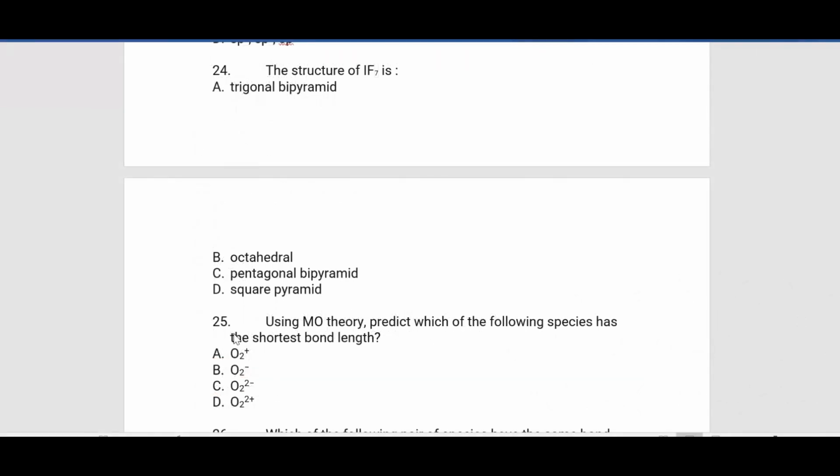So the next question is the structure of IF7. When you see the molecule formula itself, IF7 means how many terminal atoms are there? 7 terminal atoms are there. That means 7 bond pairs are there. Just see the structures. In trigonal bipyramidal, only 5 bond pairs will be there. In octahedral, 6 bond pairs will be there. In pentagonal bipyramidal, 7 bond pairs will be there. And square pyramidal, how many bond pairs do we have? It is only 5 again. So our answer is option C, pentagonal bipyramidal for IF7 molecule.